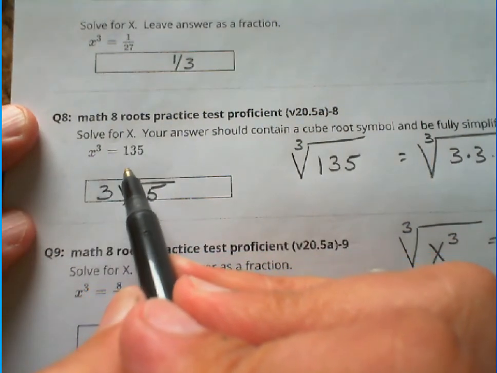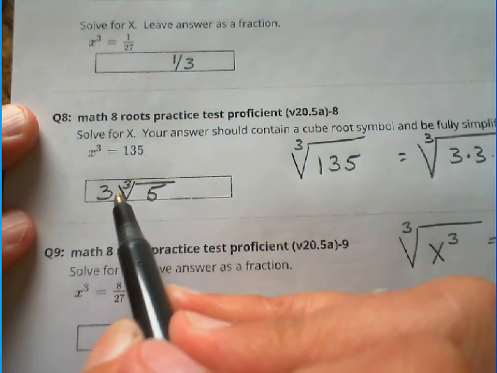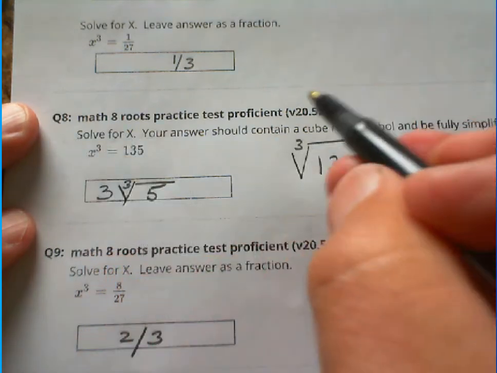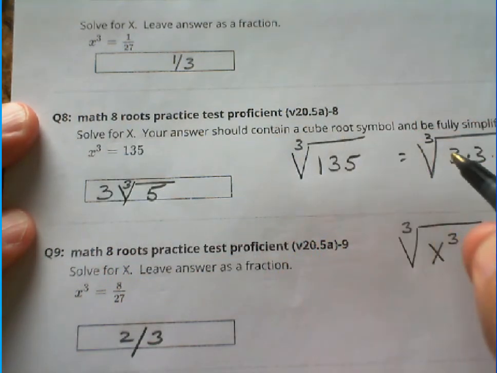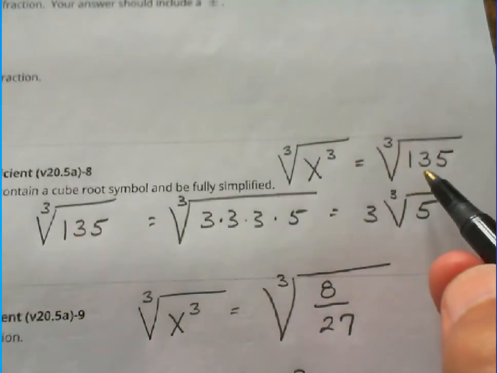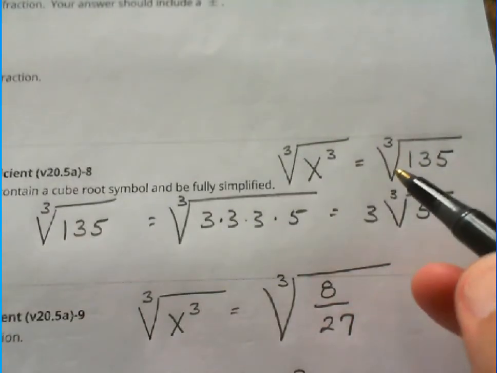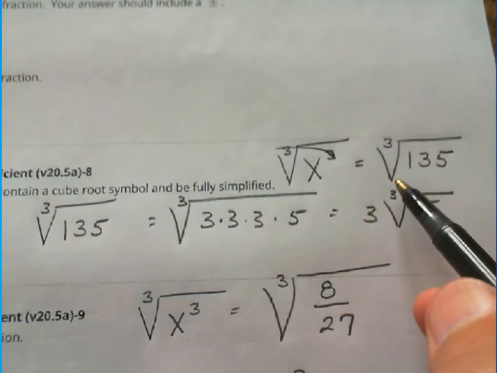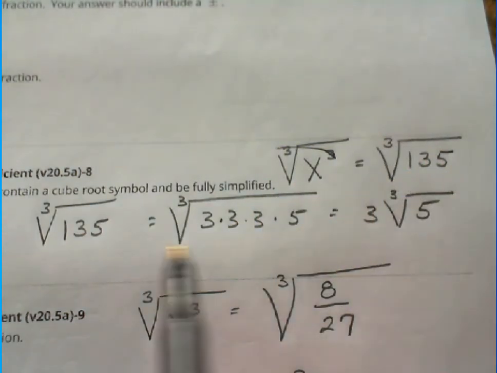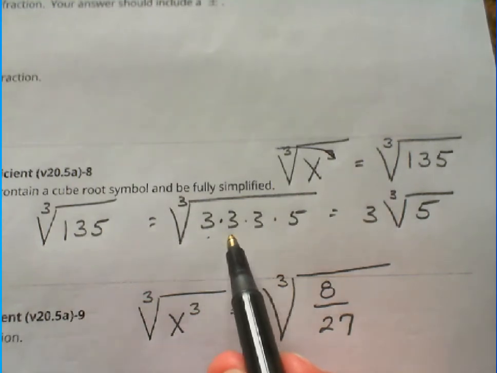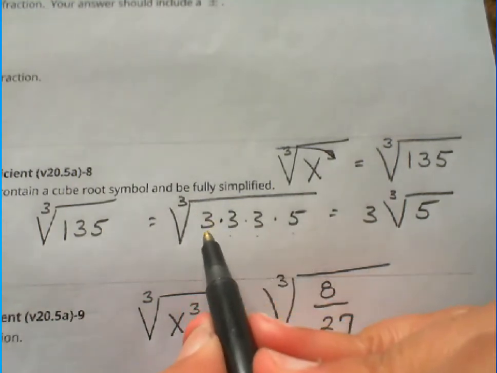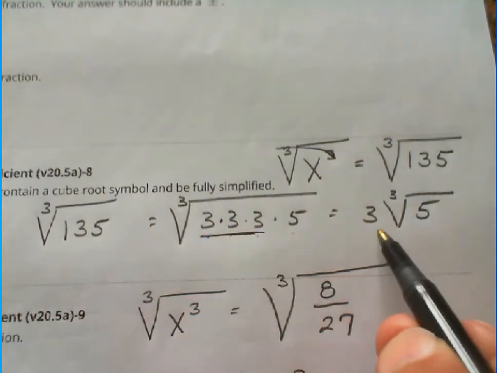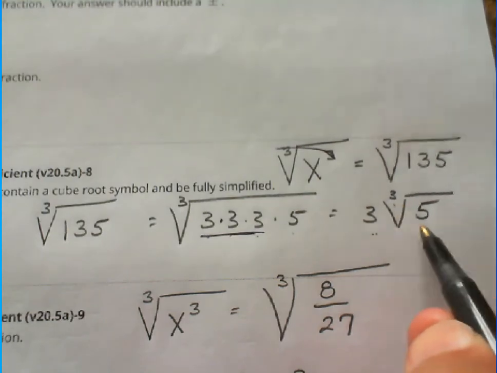X cubed equals 135. So I'm going to take the cube root of both sides. So the cube root of x cubed equals the cube root of 135. The cube root cancels with the cube. And now I have to find the cube root of 135. To do that, I prime factored it into 3 times 3 times 3 times 5. Here's some triplets. Pull those triplets out front, and I'm left with 3 cube root of 5.